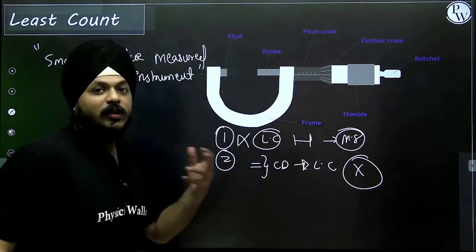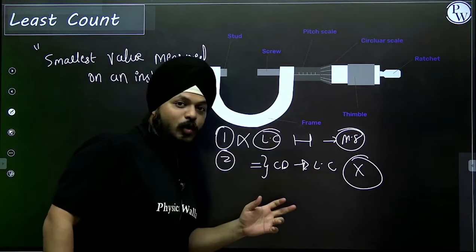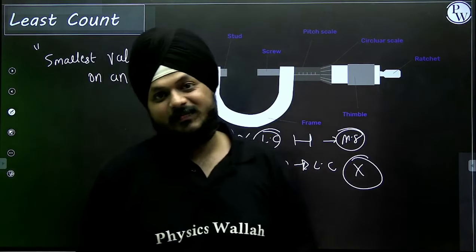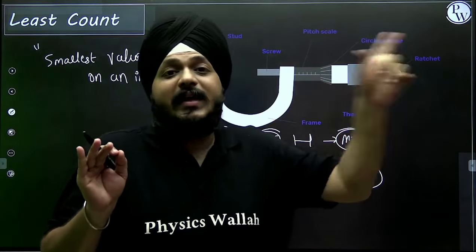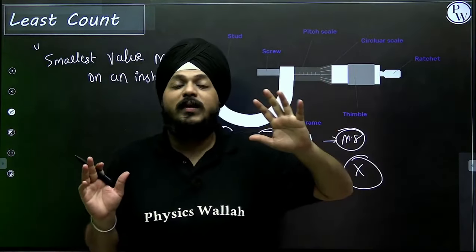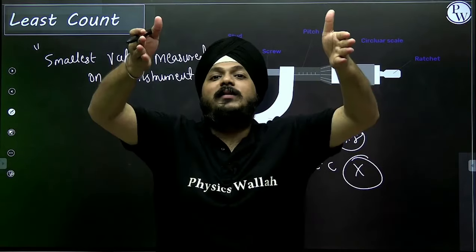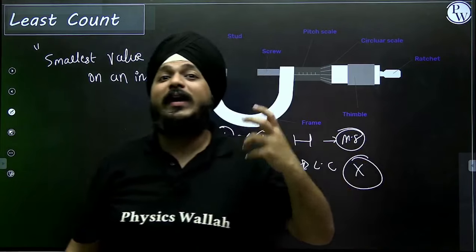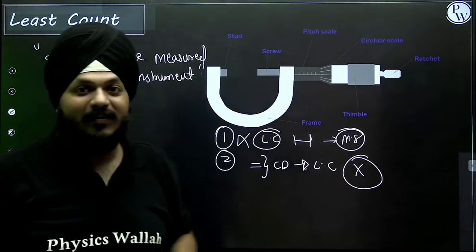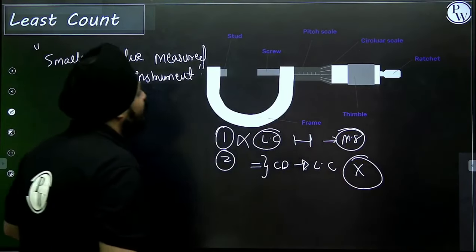Wrong. Then what is the least count? Is the difference between these two the least count? No. How to measure the smallest? See, in the caliper, what was the way to measure the smallest value? 1 MSD minus 1 VSD. But here, how can we have the smallest value on this instrument?